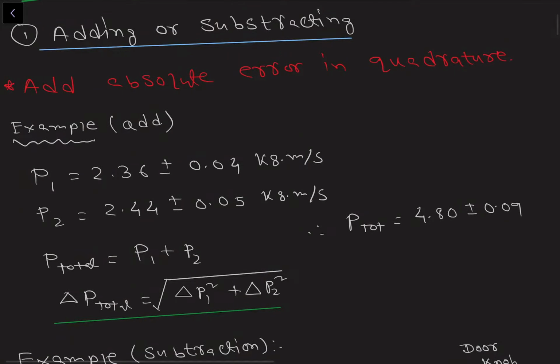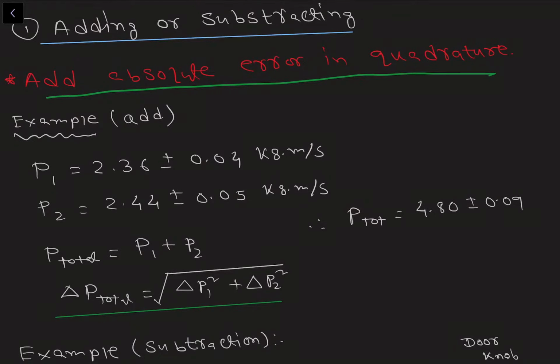Let us see. The first problem we will see is adding or subtracting. When we are adding two quantities, say we are adding two momenta, or subtracting two distances, how do we calculate the error in the calculated quantity? Here the rule is to add the absolute errors in quadrature. Let us see an example.